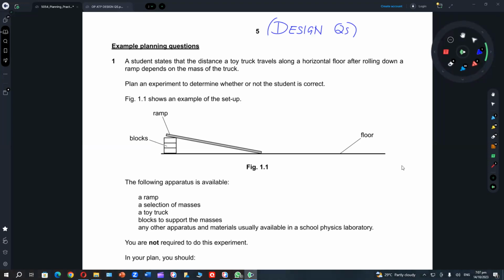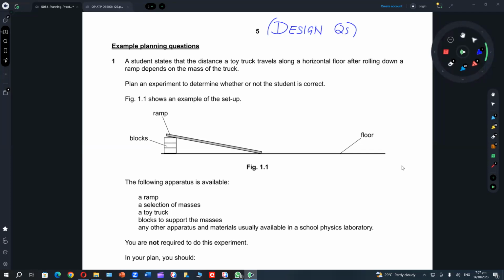A student states that the distance a toy car travels along a horizontal floor after rolling down a ramp depends on the mass of the truck. Plan an experiment to determine whether or not the student is correct. The student has an idea that if he allows a toy truck to travel along the slope, when it is off the slope, it will travel some distance.